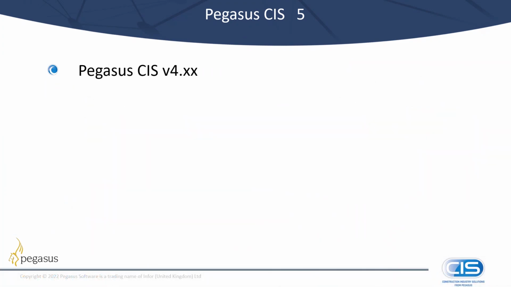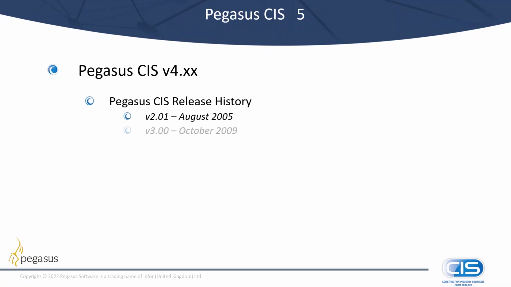Okay, and finally, I need to discuss with you where that leaves us with the current version of Pegasus CIS 4 point, whatever it happens to be. Let me just remind you of the history for the release of Pegasus CIS. The first version was released back in August of 2005. So it's been around an awful long time now. The second major release, version 3, was released in October 2009, and that had a whole range of enhancements, including multi-currency, external plant hire, stock warehouses, site requisitions, procurement control, and so on.